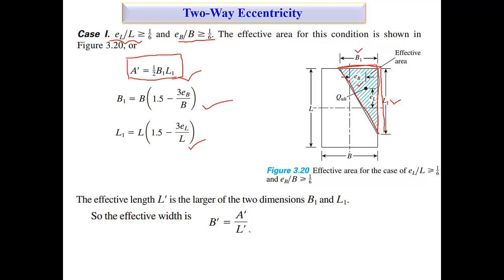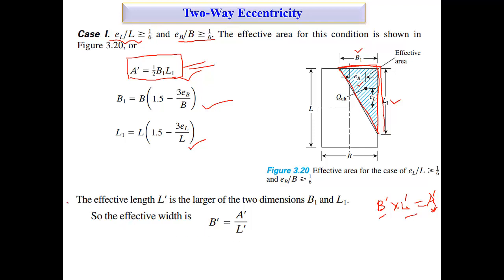So now you can find out the other dimensions, like what you exactly need: B prime and L prime, right? So it will give you A prime. A prime you already know from these equations. You understand or not? Yes, sir. So now two are unknown, B prime and L prime. It is not possible to find two unknowns from one equation.